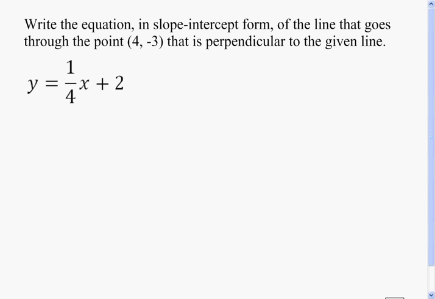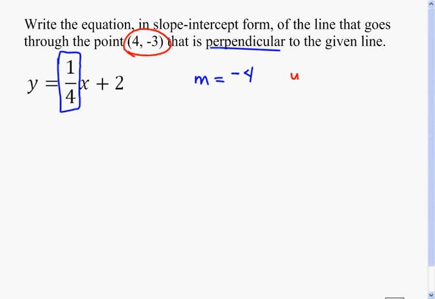So now we're going to use this information to write the equation in slope-intercept form of the line that goes through the point (4, -3) that is perpendicular to this given line. So in our given line, the slope is 1/4. So in order for our new line to be perpendicular to that, the new slope would have to be a -4/1, or we can leave it as just a -4.